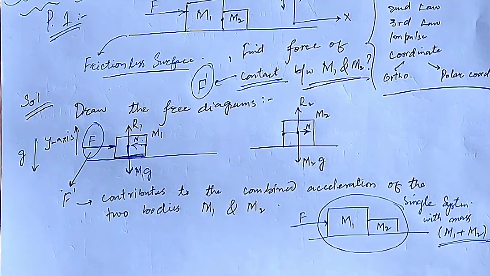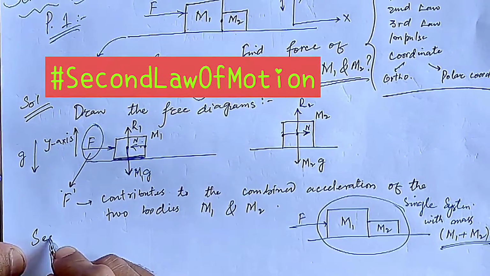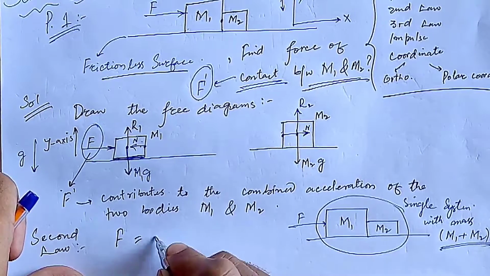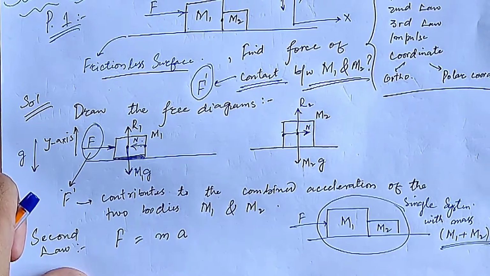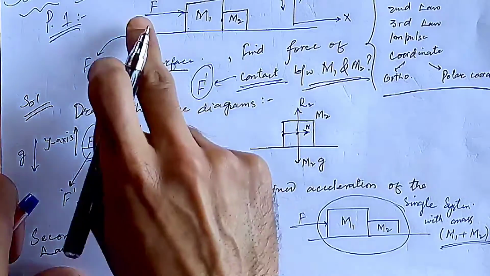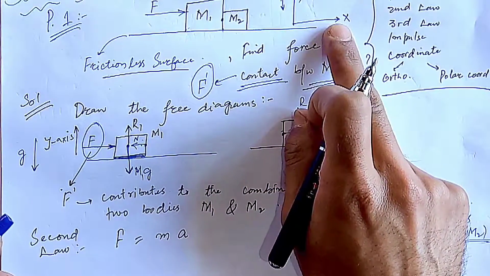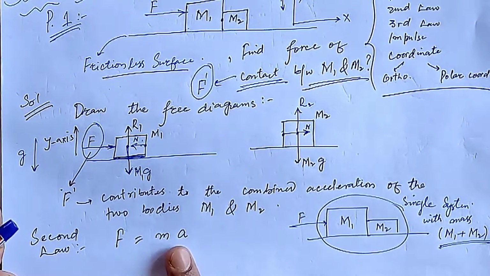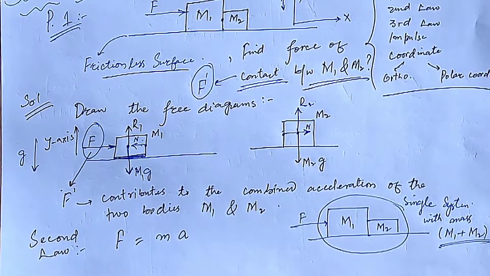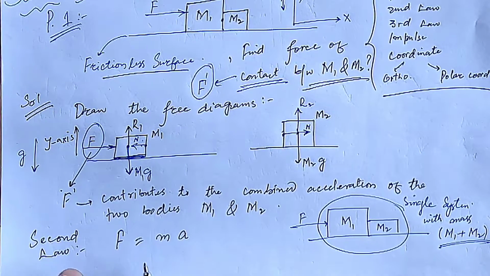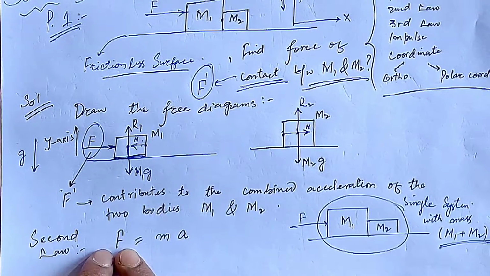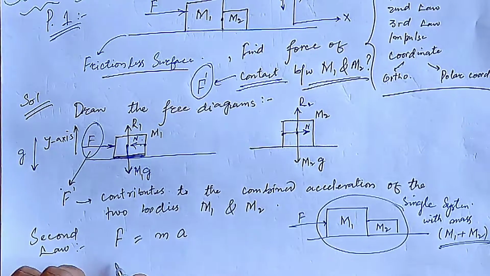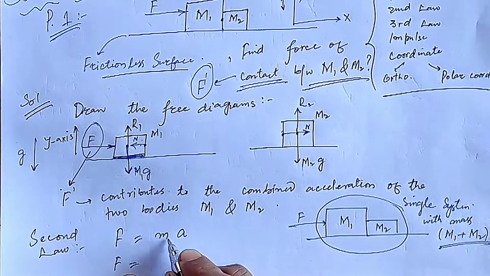So this body acts as if it is a single body with mass m1 plus m2. We know from the second law of motion that force equals mass times acceleration. Since we are dealing with the horizontal direction only, and the force is acting in this direction only, we will take these as scalars, as this is only a one-dimensional problem. Even though force is a vector, it is only single directional. So F will be equal to the mass of the system.